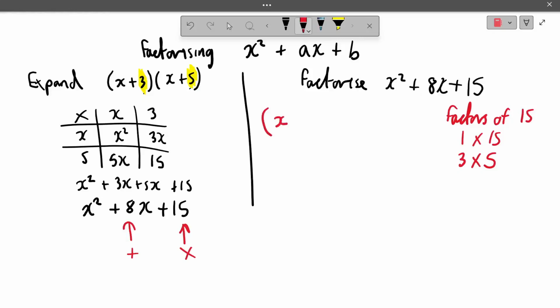So we have a bracket, x, and close bracket, another x, and close bracket. Then we need to think about what do I use to make multiply by 15 but add to make 8. So 1 plus 15, that's 16, that doesn't work. But 3 plus 5 equals 8, which does. So it's a plus 3 and a plus 5. I like, when I'm teaching this, to write out the sums, but you can do these in your head.